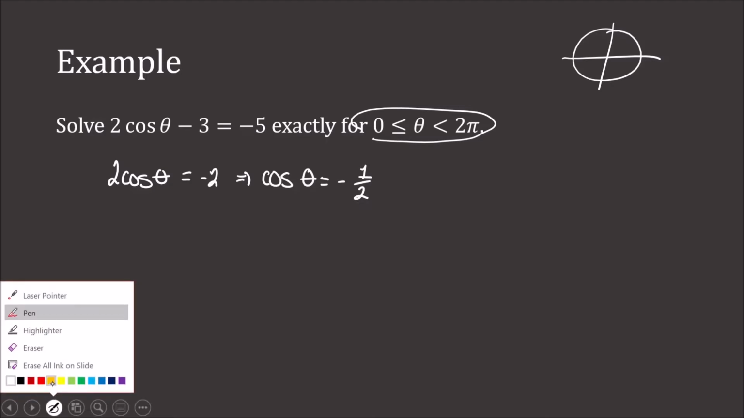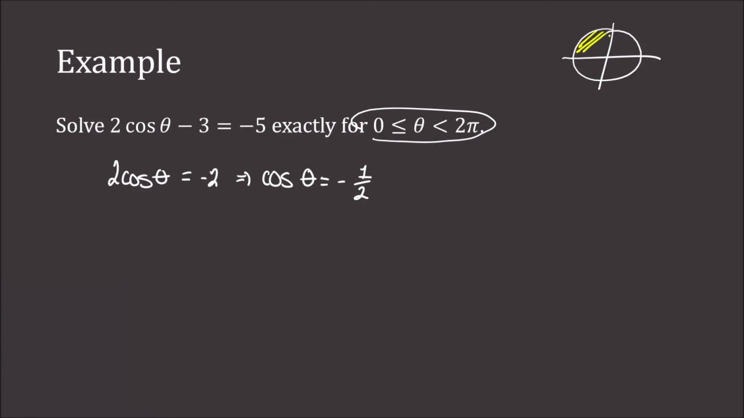Cosine is negative in quadrant 2 and quadrant 3. Now, where is it negative? I'm sorry, it's not negative 1/2. It's negative 1. My apologies. So this is wrong. Cosine will be negative 1 right here on the x-axis. That corresponds to the angle of pi.